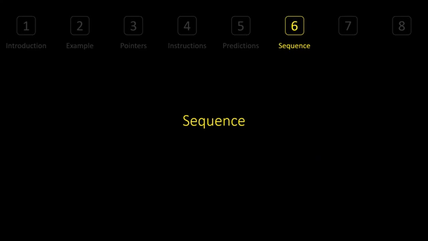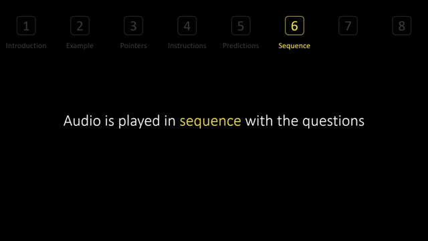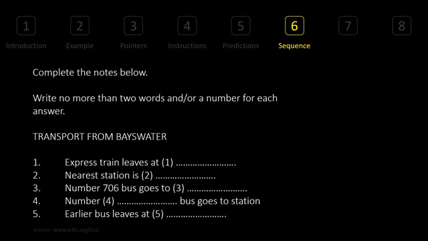Third is sequence. Now, what is the meaning of sequence? Let's say audio is always played in the sequence of the questions. Let's see the questions again. When you look at this, we have question 1, question 2, 3, 4, 5. When the audio is being played, they'll talk about this information, number 1. Then they'll talk about this information, number 2.